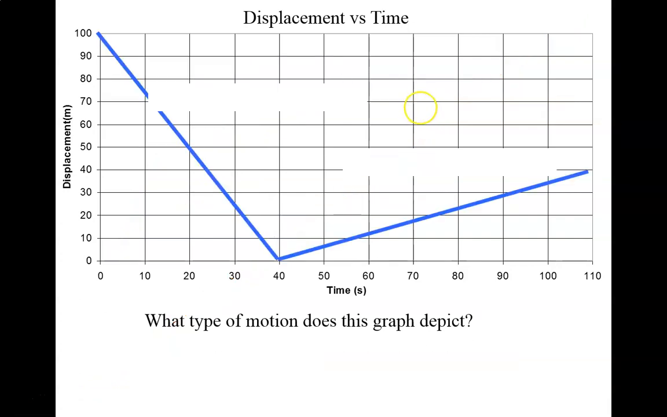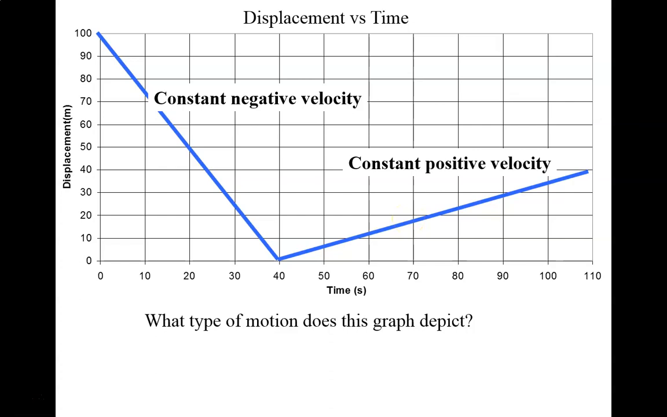Let's see. What do we got going on here? So this is a displacement versus time graph. We're sloped down, which means that we've got a negative velocity. We're moving backwards at a constant speed, constant negative velocity. And then right here is when we change our velocity, and we start moving forwards at a constant slower positive velocity.